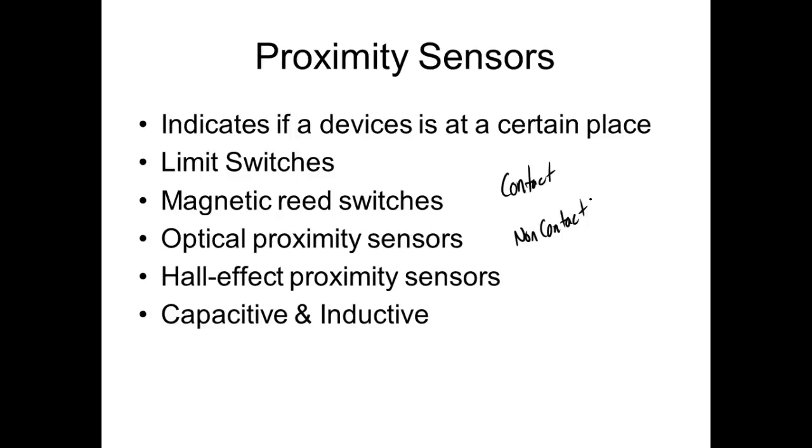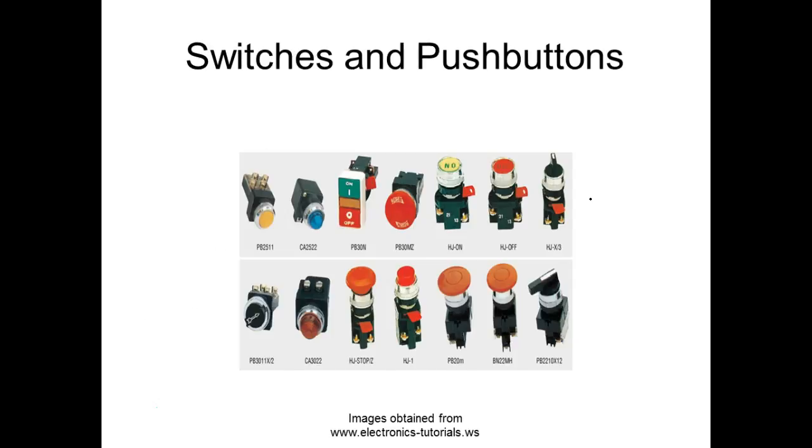Limit switches were the first ones used, and they were originally used to find when things hit their limits. So when these non-contact sensors came out, we started calling them proximity sensors. Even though a limit switch is a proximity sensor, we don't call it that. We call it a limit switch. All the non-contact sensors, which do not make physical contact with what they're measuring, we call proximity sensors. Everybody okay? So magnetic reed switches, optical proximity sensors, Hall effect sensors, and capacitive inductance are all non-contact sensors.